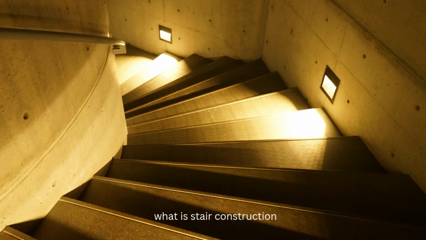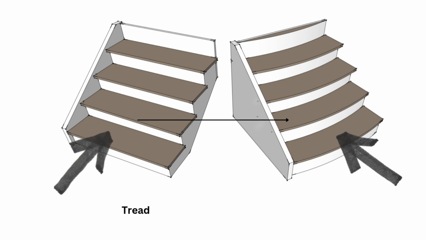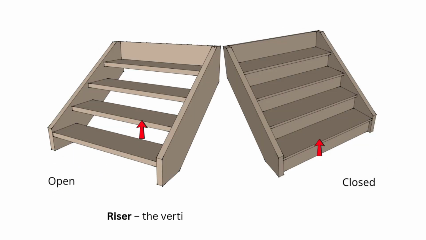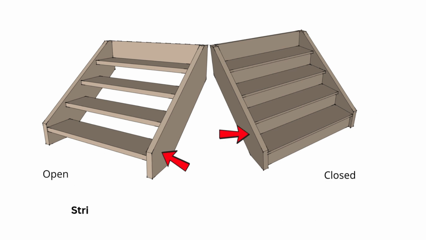What is stair construction? Tread, the horizontal step you walk on. Riser, the vertical face between two treads. Stringer, the side support that holds the treads and risers.